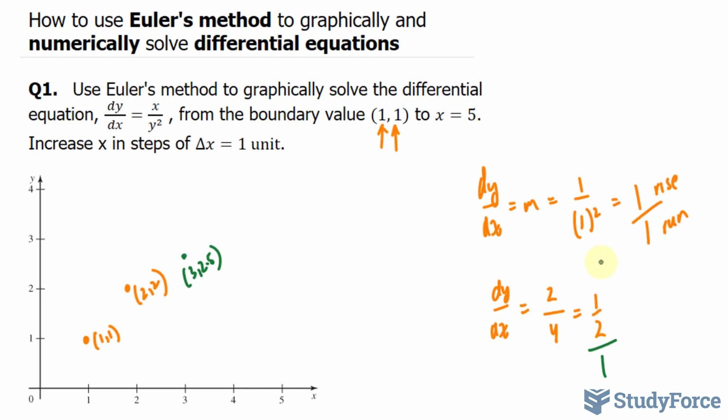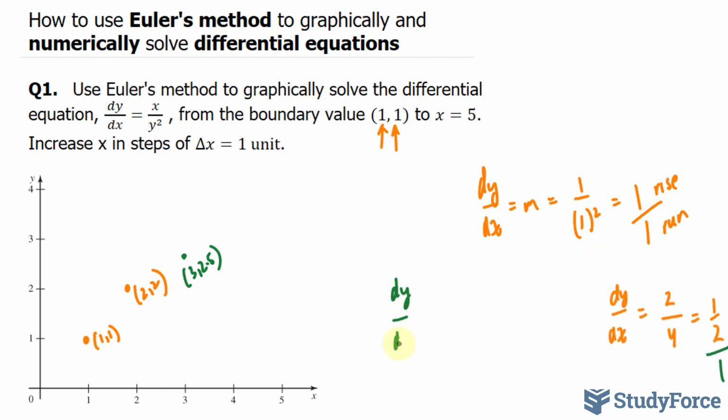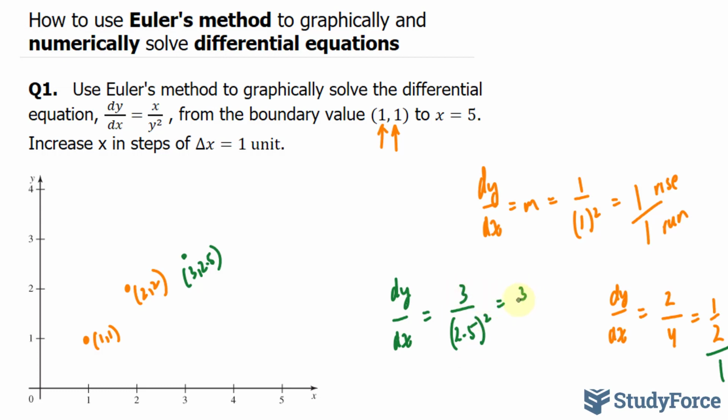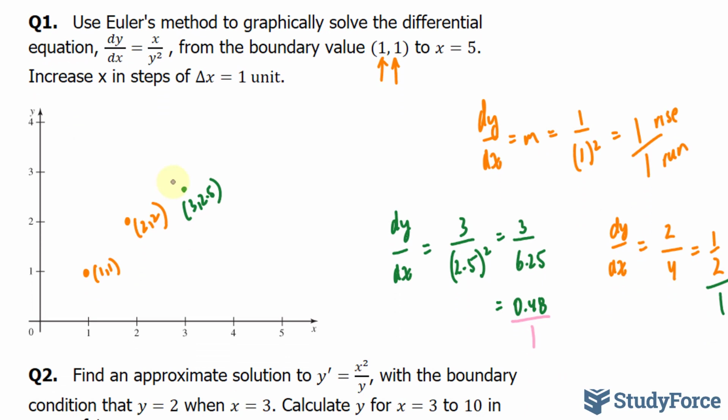Like before, I'll take (3, 2.5) and substitute it into my differential equation. So I have dy over dx is equal to my x of 3 over my y of 2.5 to the power of 2, 3 over 6.25. Reducing this fraction should give us 0.48. 0.48 is our slope, or 0.48 over 1. So I'll rise up 0.48 and run once. My next point will be at (4, 2.98), or approximately 3.